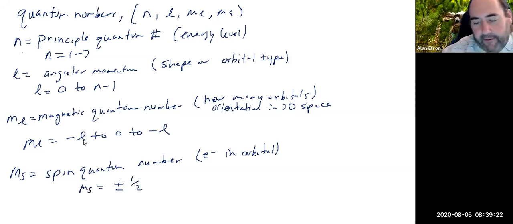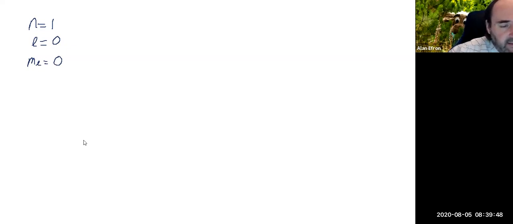So for example, if we run through this real quick, just to remind everybody, if we do n equals 1, which would be your first energy level, your L value can go from 0 to n minus 1, which means 1 minus 1 is 0, so the only value you could have for L is 0. And because you have only 0 for L, the M sub L actually has to be 0 as well. And the M sub S would be plus or minus 1/2.